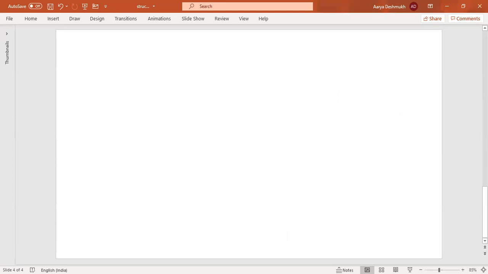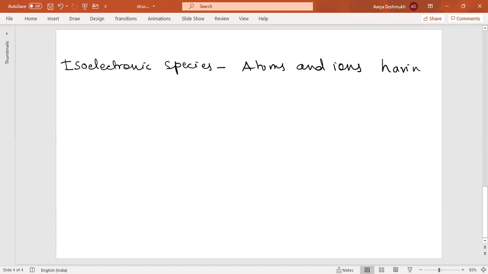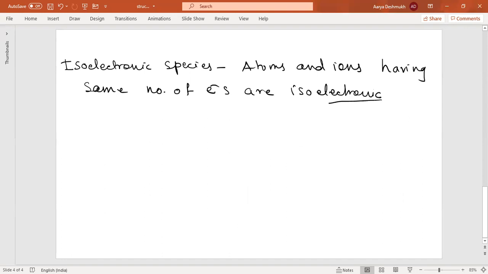Now the next is isoelectronic species. Sorry, isoelectronic species. So what is this isoelectronic species? These are the atoms and ions. It can be ions also. Atoms and ions having the same number of electrons are isoelectronic. Iso means same. So those which have the same number of electrons are called isoelectronic species.